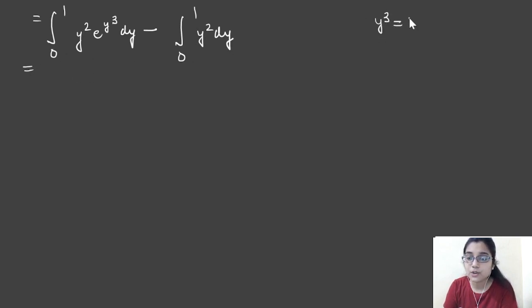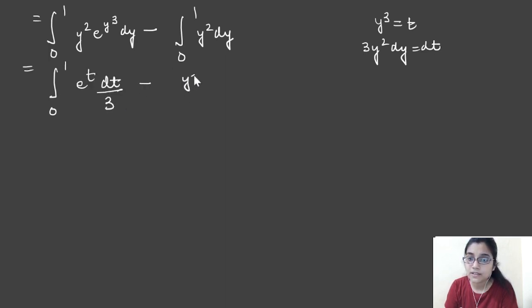I'll just take y cube as t. So 3y square dy is equal to dt. The limit is going to be the same, because when y is 0, t is 0. When y is 1, t is also 1. So this is going to be what? This is going to be e raised to the power t. Then we got dt by 3. And minus, this is going to be y cube by 3 from 0 to 1.